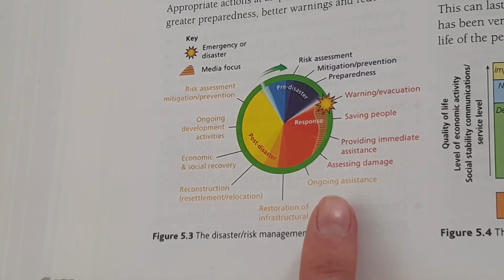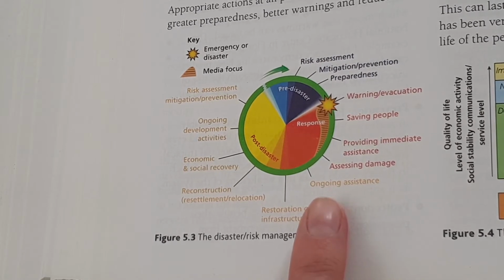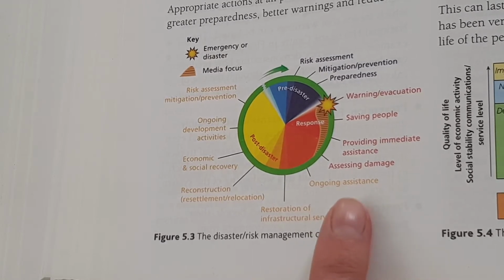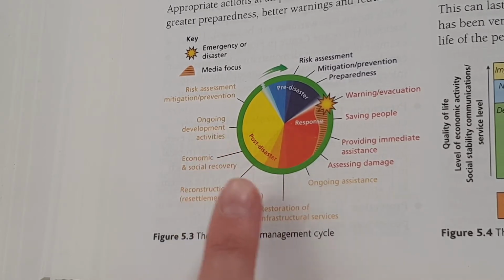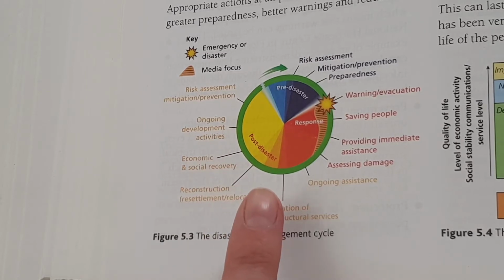They might have insurance that will pay for them to be in a hotel, but there may be some people that are a bit poorer that perhaps have nothing left, so they'd need ongoing assistance. Then we get into this post-disaster phase where they attempt to get things back to normal.